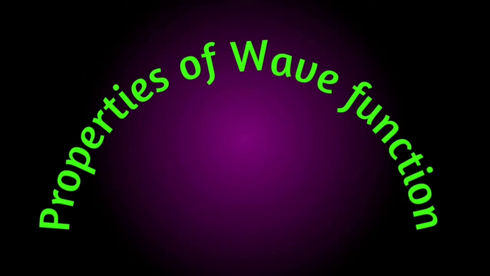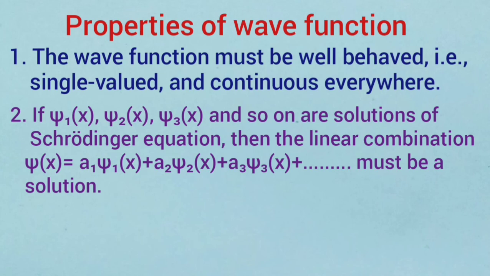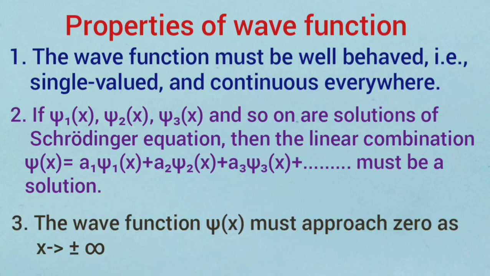Now we shall discuss the properties of the wave function. The wave function must be well behaved, that is, single valued and continuous everywhere. If psi1 of x, psi2 of x, psi3 of x and so on are solutions of the Schrödinger equation, then the linear combination psi of x equal to a1 psi1 of x plus a2 psi2 of x plus a3 psi3 of x and so on must be a solution. The wave function psi of x must approach 0 as x tends to plus or minus infinity.